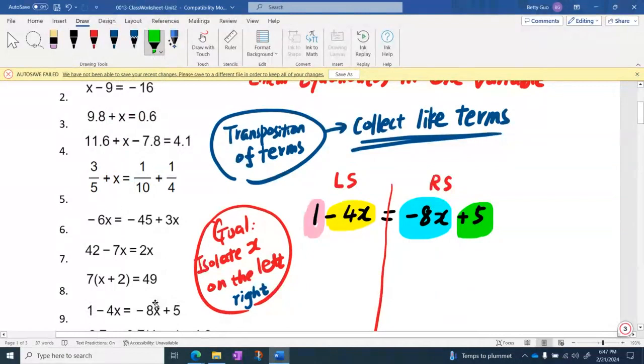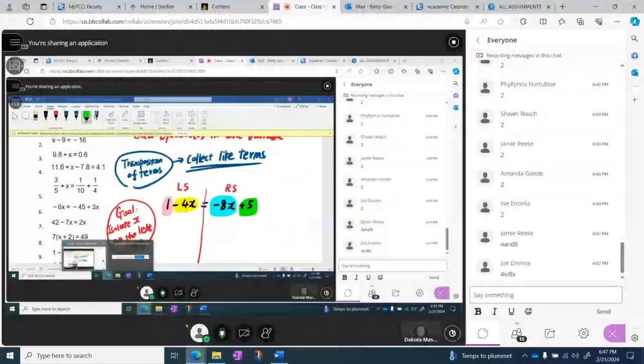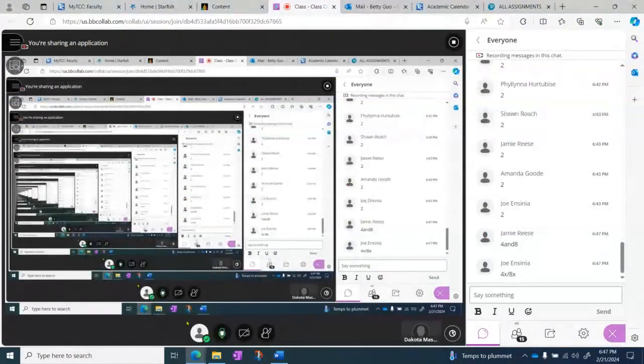I colored them differently, okay? Pink, yellow, blue, and green. I think the yellow and the blue are like terms, and the pink and the green are like terms. Do you agree, guys? Yeah. 4x, 4x and ax. Exactly. Yeah, very good.